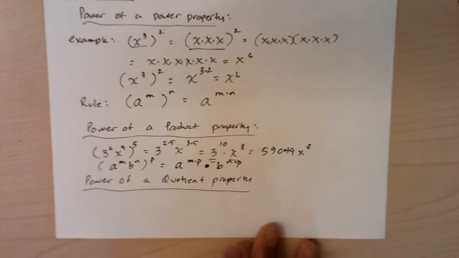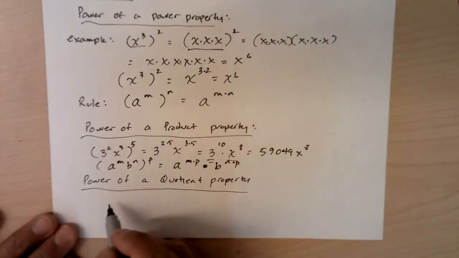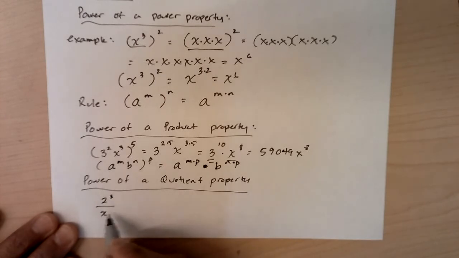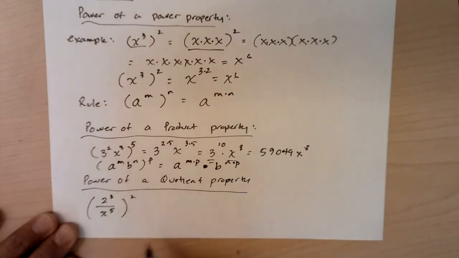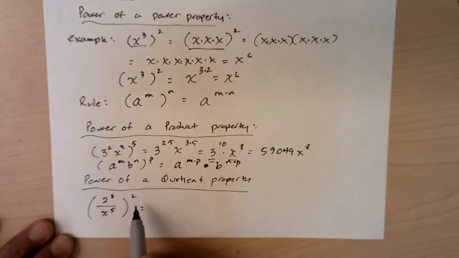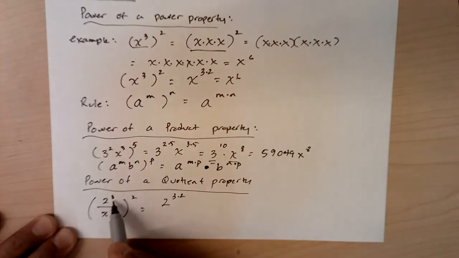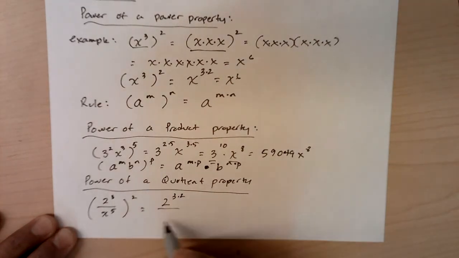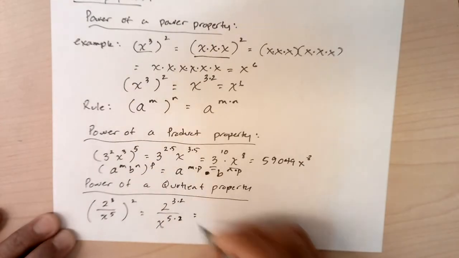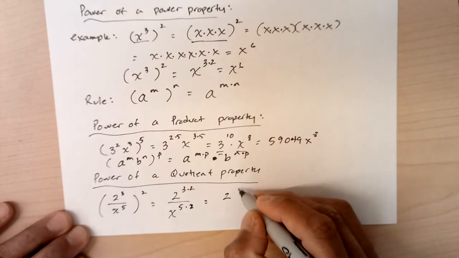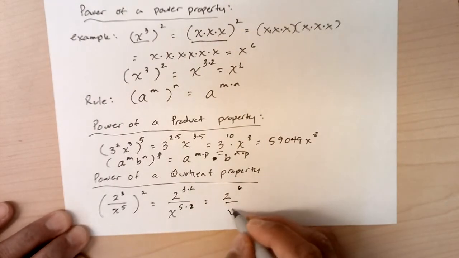And then the last property is the power of a quotient. So something like this, 2 to the 3rd over x to the 5th power, all squared. So similar to the power of a product property, I have an exponent outside the set of parentheses here. I want to multiply that exponent by each of the exponents inside the parentheses. So 2 to the 3 times 2 power, multiplying this exponent, 3, by the exponent outside the parentheses, over or divided by x to the 5 times 2 power. And then just multiply. 2 to the 3 times 2 is 6, and then 5 times 2 in the denominator, x to the 5th.